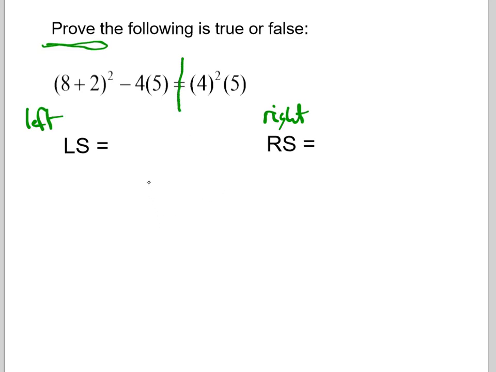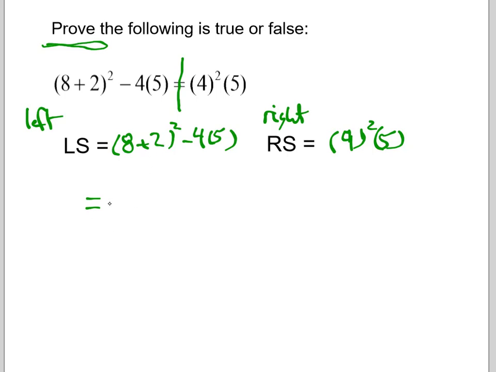What we're going to do is cut our problem right on the equal sign. So our left side is 8 plus 2 all squared minus 4 times 5, and our right side is 4 squared times 5. All I'm going to do is work with my basic algebra skills, my BEDMAS, those types of things, and try to make the left side and the right side eventually have the exact same number.